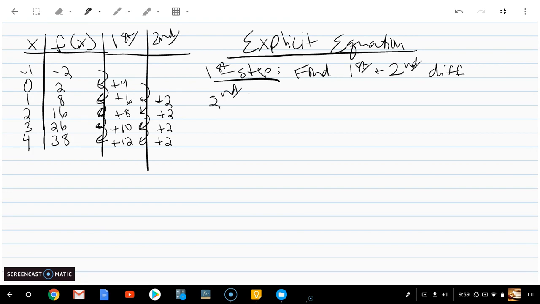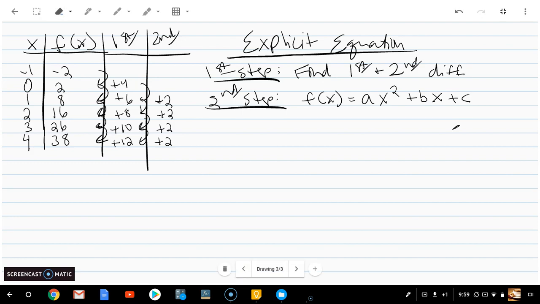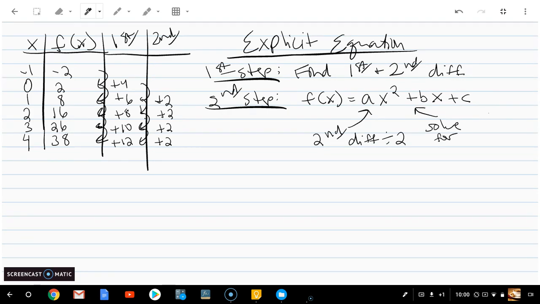Next, step 2. So second step, what's my general equation? So we have f of x equals ax squared plus bx plus c. And remember we talked about in class multiple times, a is actually your second difference divided by 2. This b you have to solve for, and this c is your y-intercept.